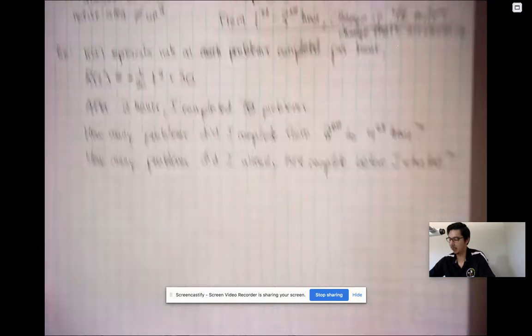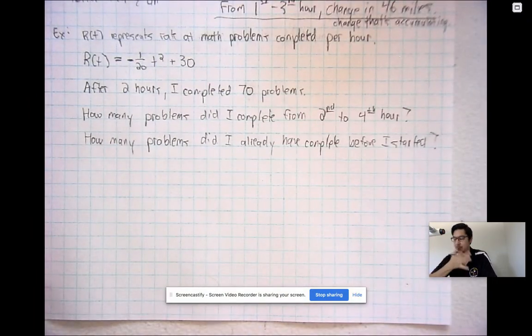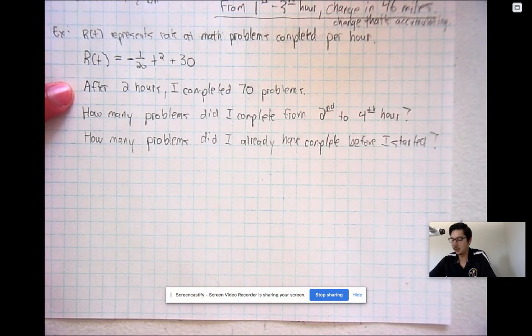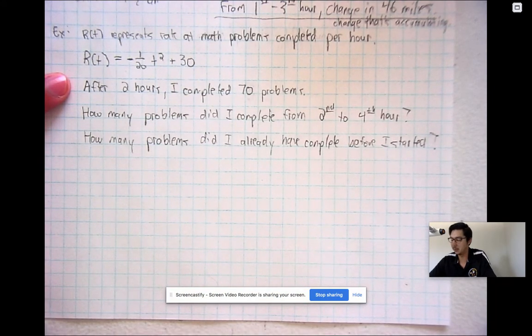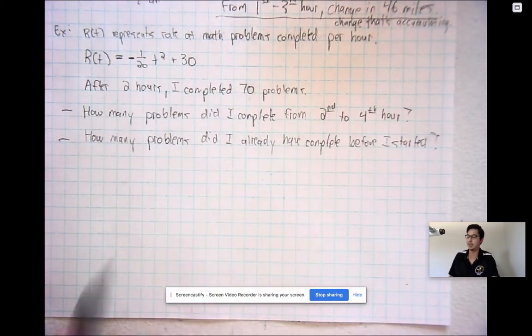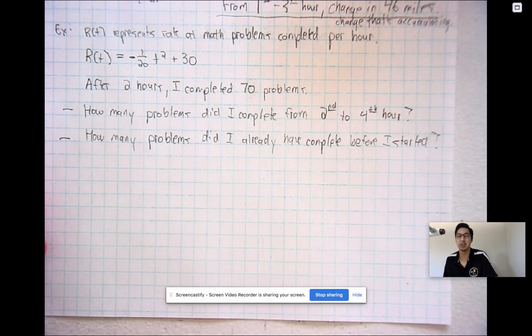Now, in this example, we have a function r of t that represents the rate at which math problems are completed per hour. This function is given as negative 1/20th t squared plus 30. And what we know is that after 2 hours, I completed 70 problems. The two things I want to solve here are: how many problems did I complete from the second to fourth hour, and how many problems did I already have completed before I even started?